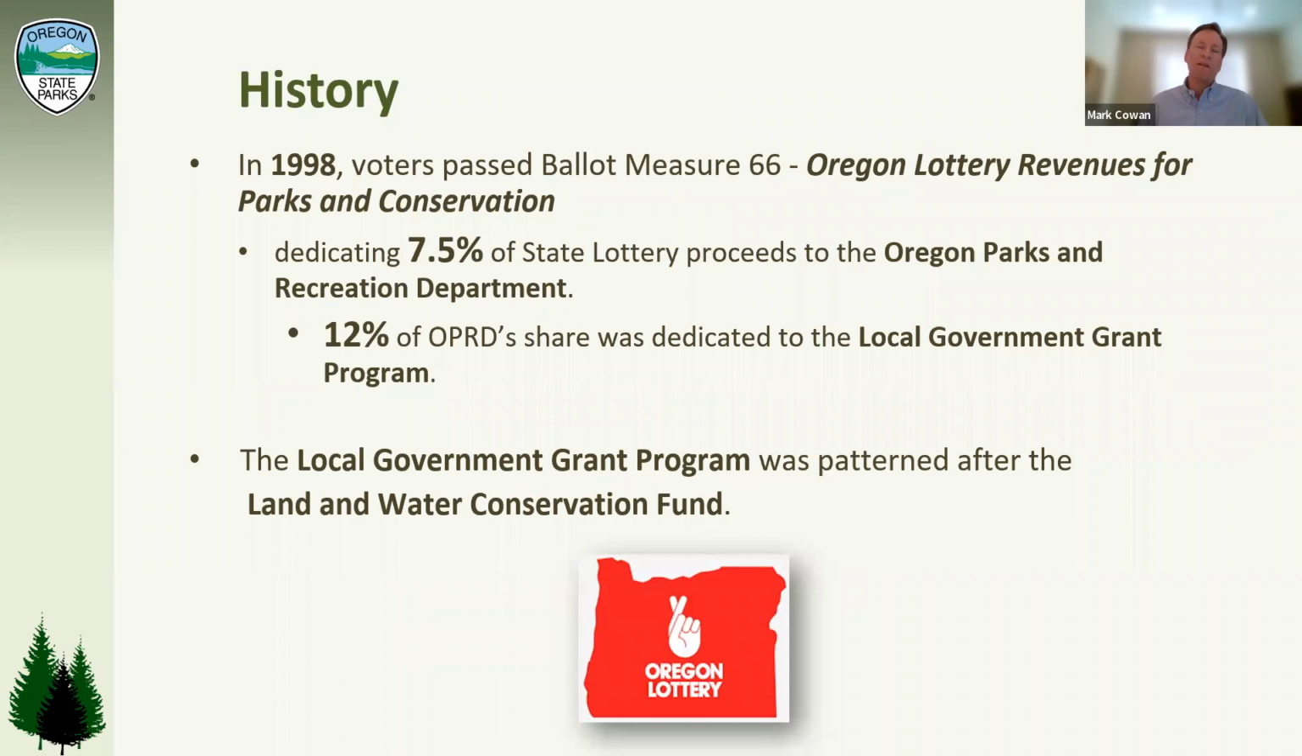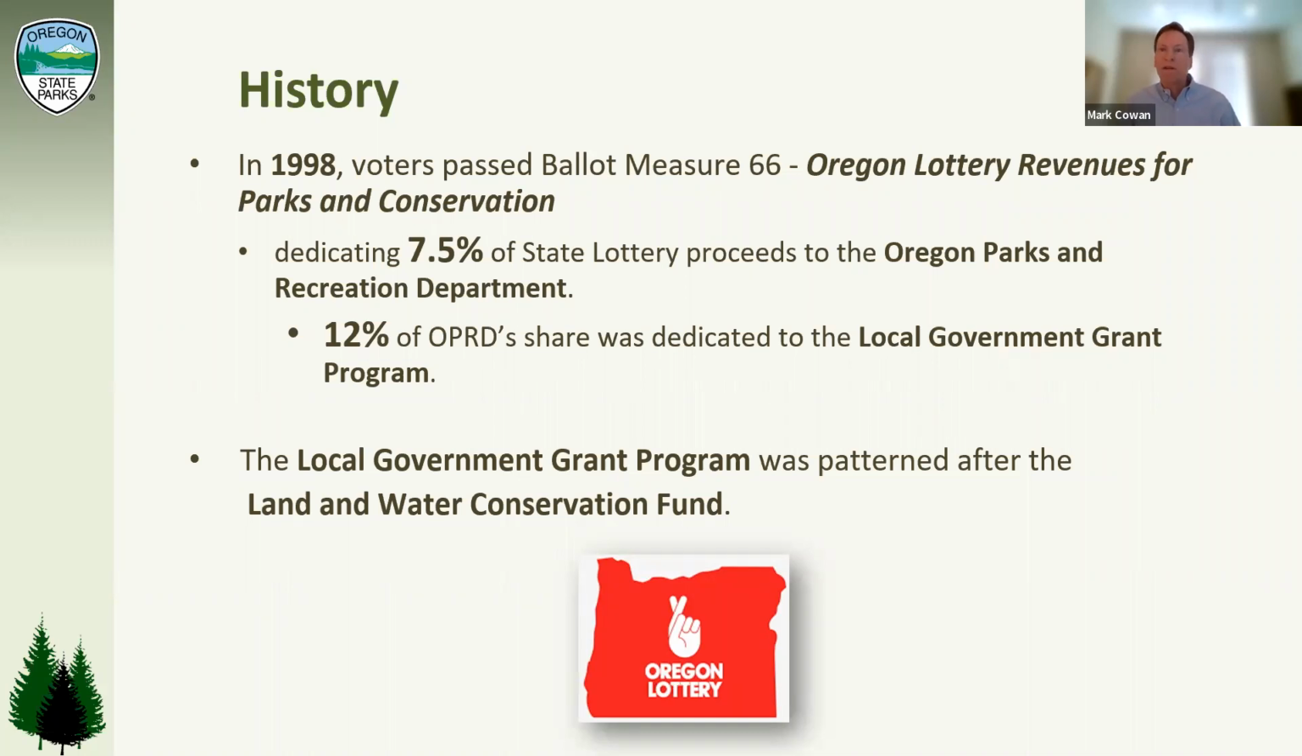The program came about in 1998 when voters passed Ballot Measure 66, the Oregon Lottery Revenues for Parks and Conservation. This dedicated 7.5% of state lottery proceeds to the Oregon Parks and Recreation Department. Of that money flowing into state parks, 12% is dedicated to the local government grant program. At that time, the Land and Water Conservation Fund was up and running in the state, having been functioning since the 60s. And they said, what should we make this new program look like?